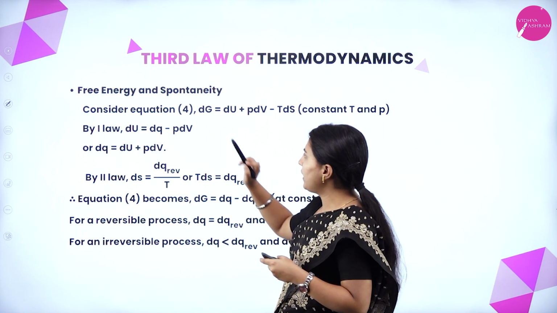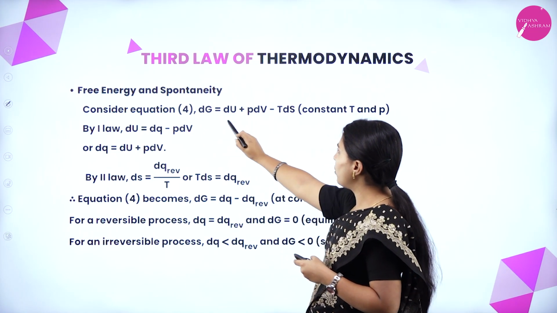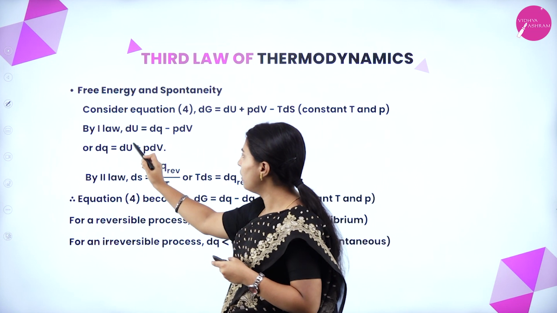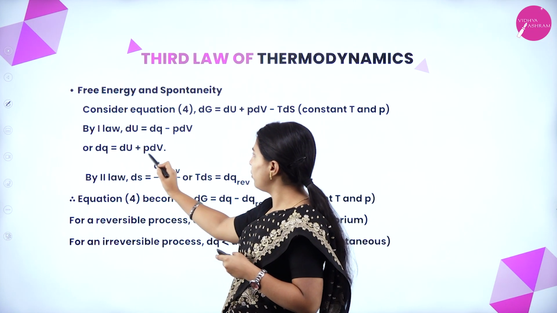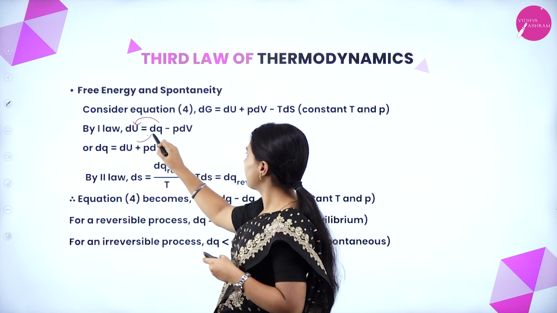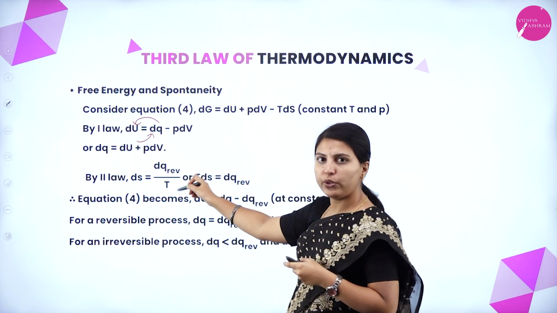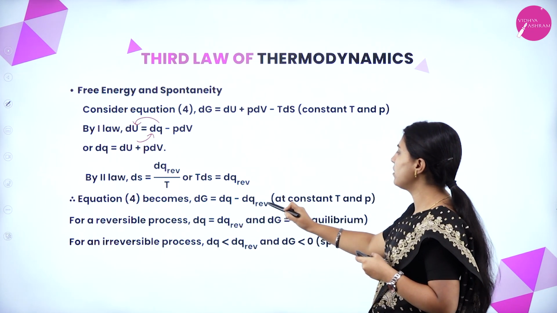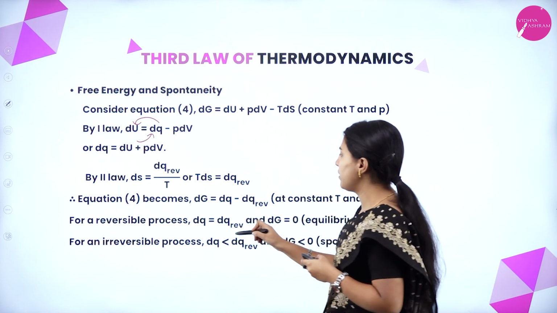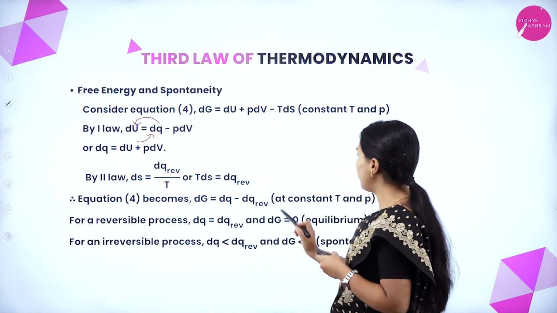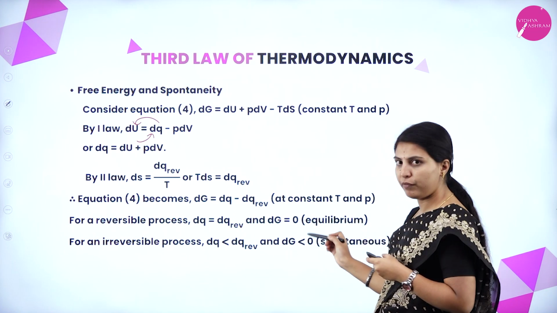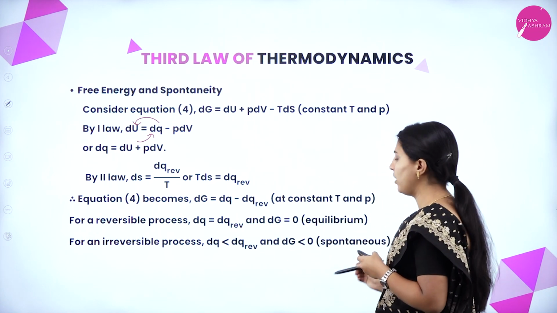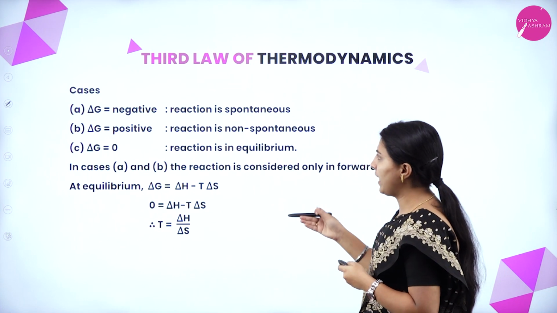Free energy and spontaneity. Consider the equation delta G equal to dU plus PdV minus TdS at constant temperature and pressure. First law, we know this one, dq equal to dU plus PdV, interchanging. At second law, dS equal to dq reversible by T. Equation 4 becomes dG equal to dq minus dq reversible. For a reversible process, dq is equal to dq reversible and dG equal to 0 at equilibrium. For an irreversible process, dq is lesser than dq reversible and dG is lesser than 0, spontaneous. These are all the cases.